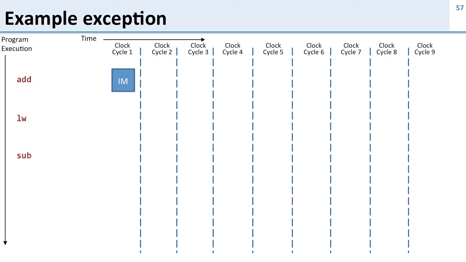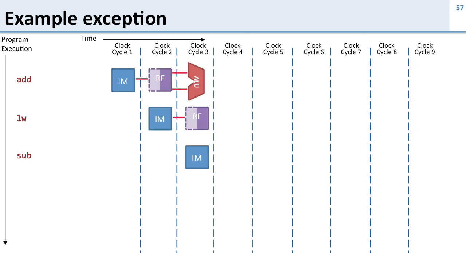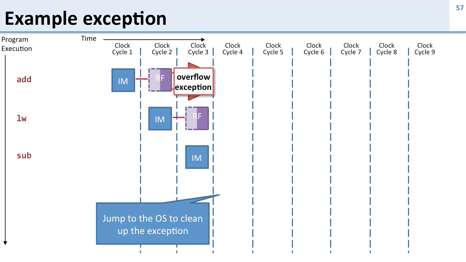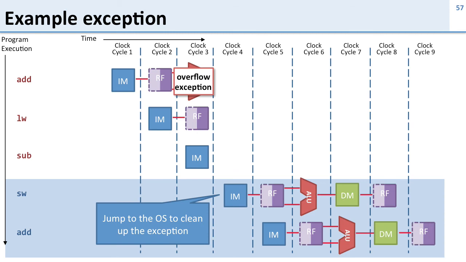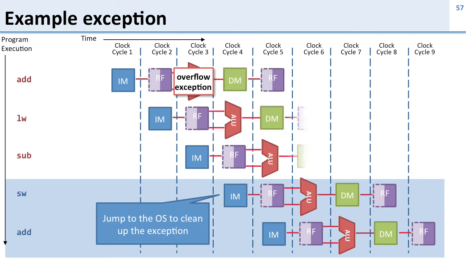So let's take a look at some example exceptions. Here I've got 3 instructions I'm going to run, and I go ahead and start running through my pipeline, and at this point I get an overflow exception in the ALU for my first instruction, which is an add instruction. So the next instruction needs to jump to the operating system to clean this up. So now I'm going to load code which comes from the operating system, and I'm going to start running the code in the operating system to fix this up.